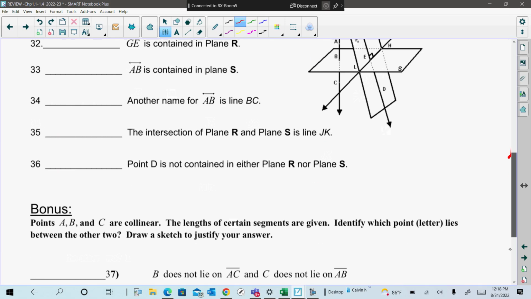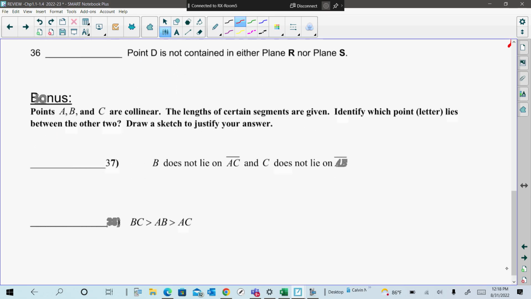38. They're saying that this segment BC is bigger. That's what that symbol is. So you have to figure out how to draw it because they want to figure out which point is in the middle, so that all this would be true. It's bigger than AB, which is bigger than AC. So hopefully we see the biggest segment would have to be the one that's bigger than all.